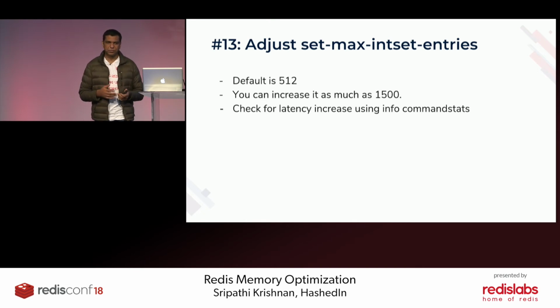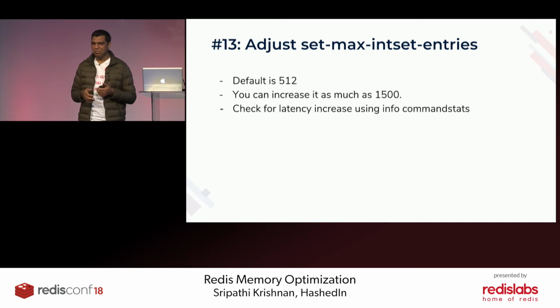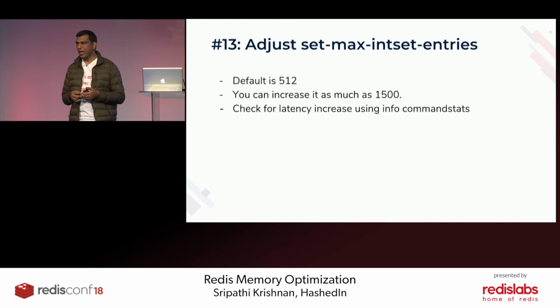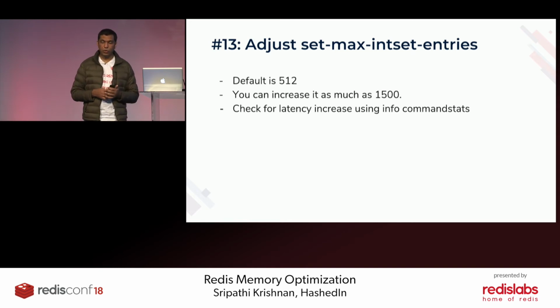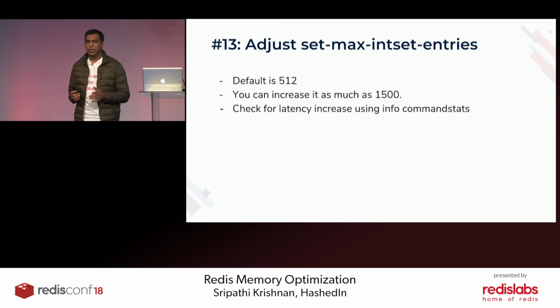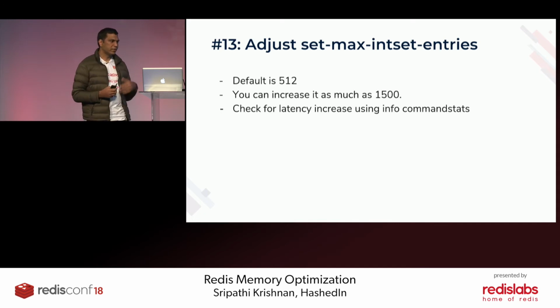Again, my recommendation would be don't go beyond 1,500. But depending on your use case, you can go higher or lower, and always check the latency. Always check the CPU utilization. But if you can use integers in your set, you will get a lot more savings, right? I mean, it's significant. The savings when you start using an integer set are significant.